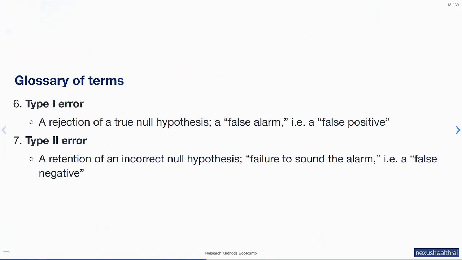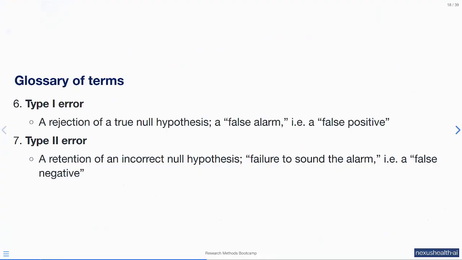Type 1 error. This occurs when we reject a true null hypothesis. In other words, we raise a false alarm, or it's a false positive. The type 2 error is when we retain an incorrect null hypothesis, so we fail to sound the alarm. It is a false negative.